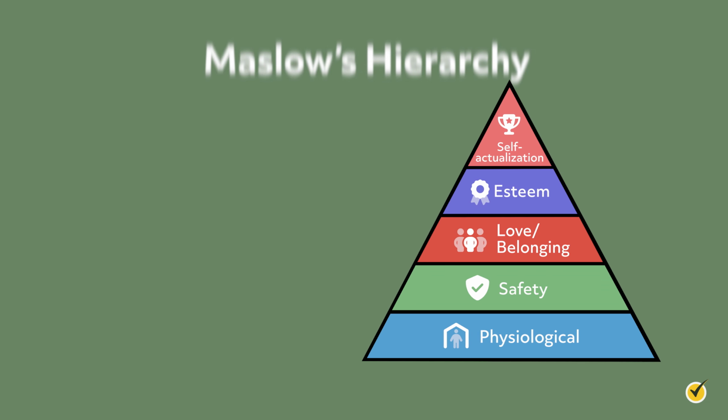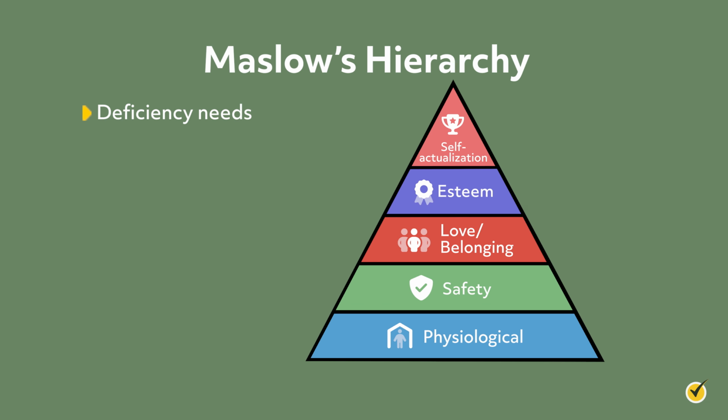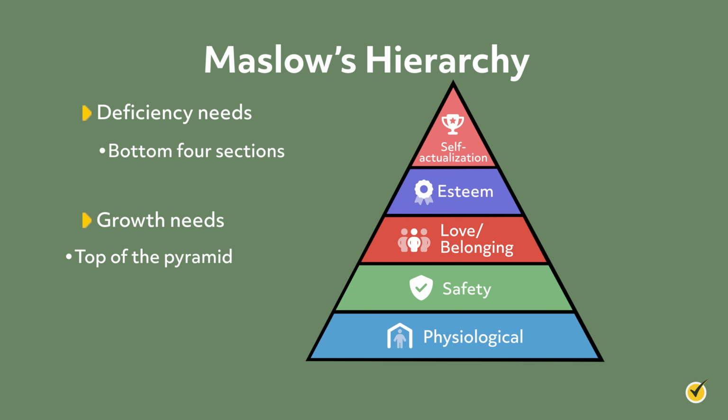Now that we've talked about the entire pyramid, let's discuss a few more important details. The hierarchy can be separated into two types of needs: deficiency needs and growth needs. The deficiency needs are those in the bottom 4 sections because those needs arise when they are unmet. For example, you won't feel the need to eat unless your physiological need for food is unmet. The growth needs are those at the top of the pyramid because they come from a desire to grow rather than from an unmet need.